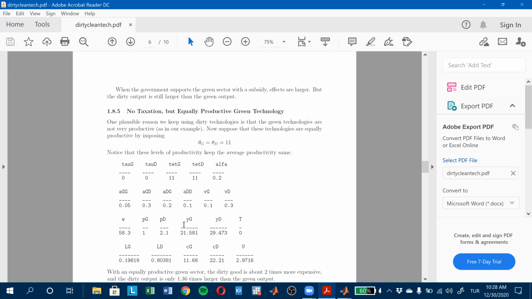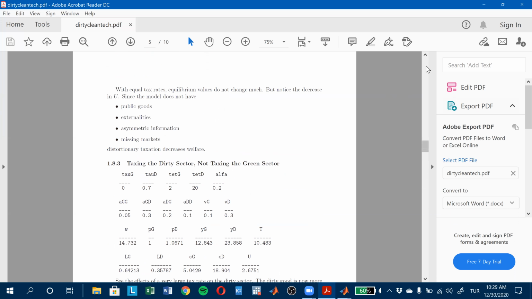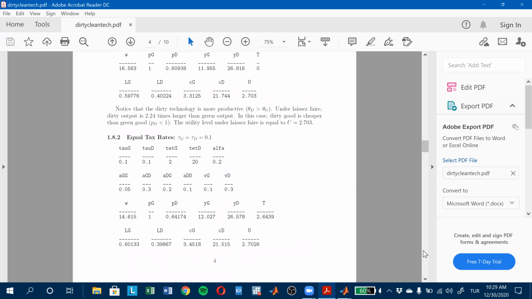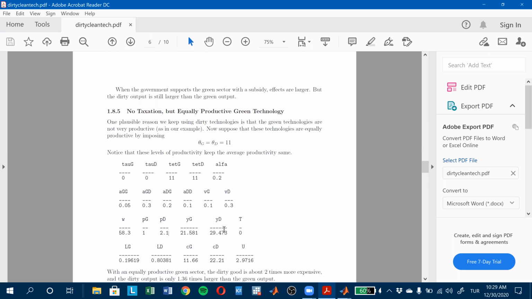Now, look at what happens. If the green sector is equally productive, then even without taxation, the price of dirty good is very large. And proportionally, the share of green output is larger. So here, for instance, if you look at the first case, 12 divided by 27. Here, look at the difference: 21 divided by 29. You see the difference?